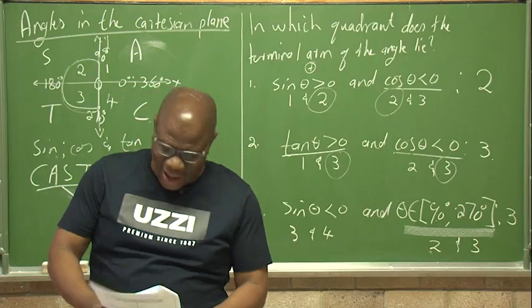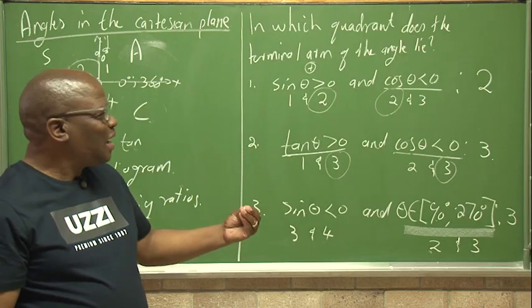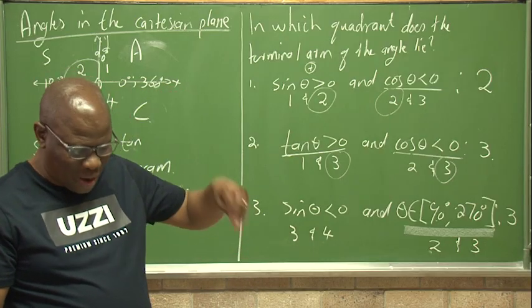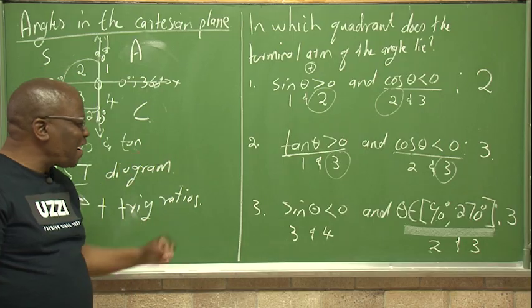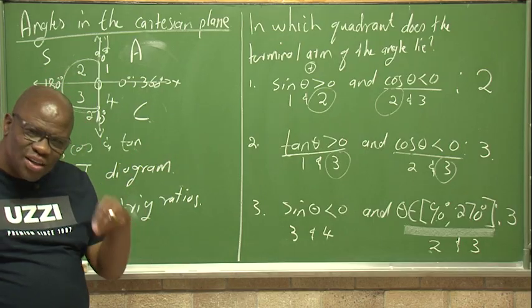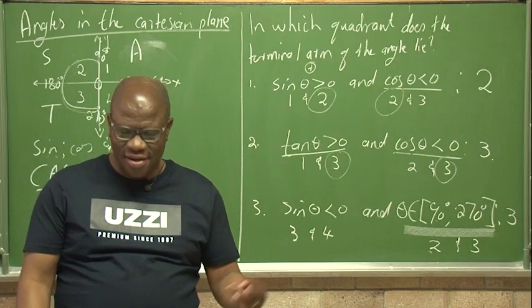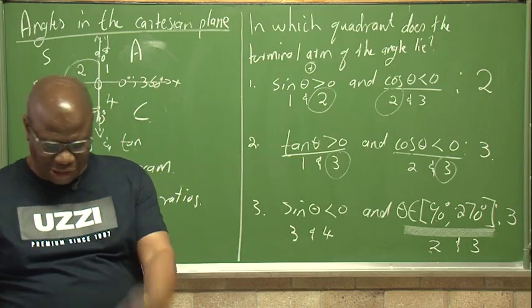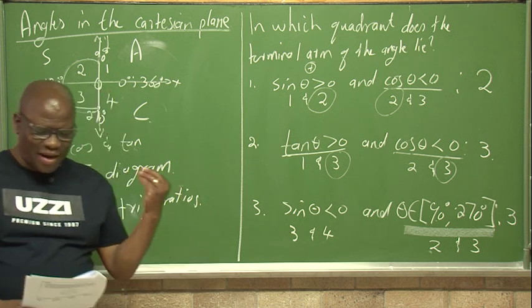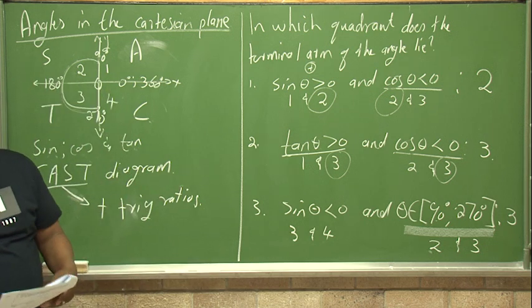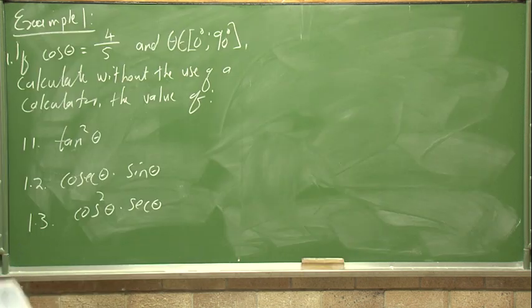The exercise was just about identifying a quadrant, because once we have identified a quadrant, in that quadrant we are going to draw a right-angled triangle in the standard position. Here is a question.